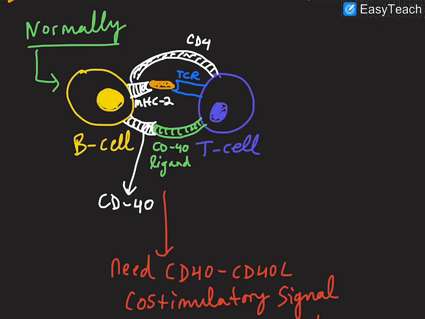Okay, so normally, remember, for our B cells to get activated by our T cells, not only do we need this T cell receptor and MHC2 and the antigen, right? This interaction and the CD4, of course. Remember, we need a second signal. Remember, the B cells have CD40 and the T cells have CD40 ligand, and that needs to bind the two together, okay? That's the second signal.